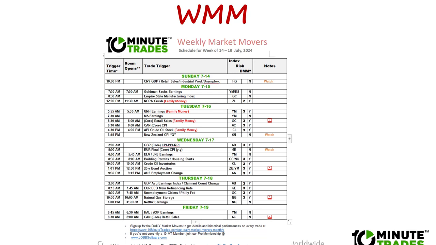The WMM has a lot of great information on it. It has the trigger time, which is the time of the event that we're going to trade. If there is a time for the room opens, that's when we have a corresponding trade room for that event. Of course, it has the name of the event, the instrument that we're trading, its risk value, and the third column is DMM question mark.